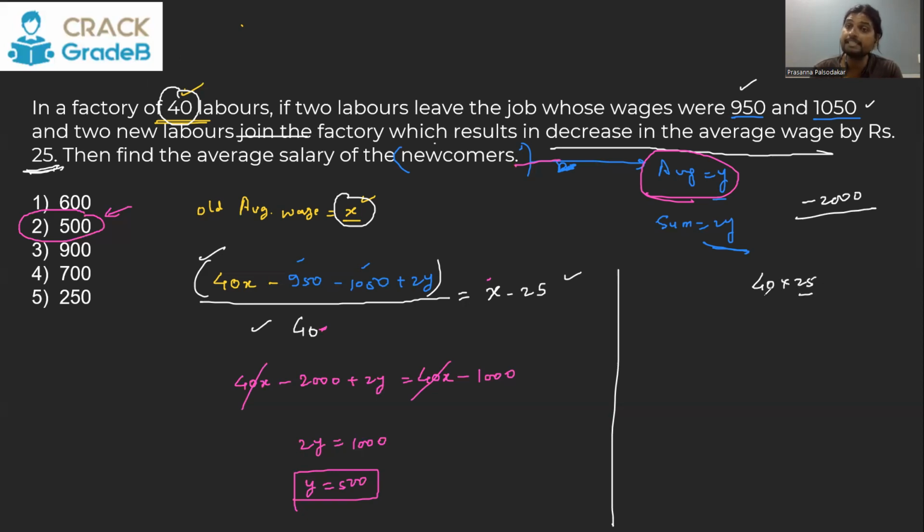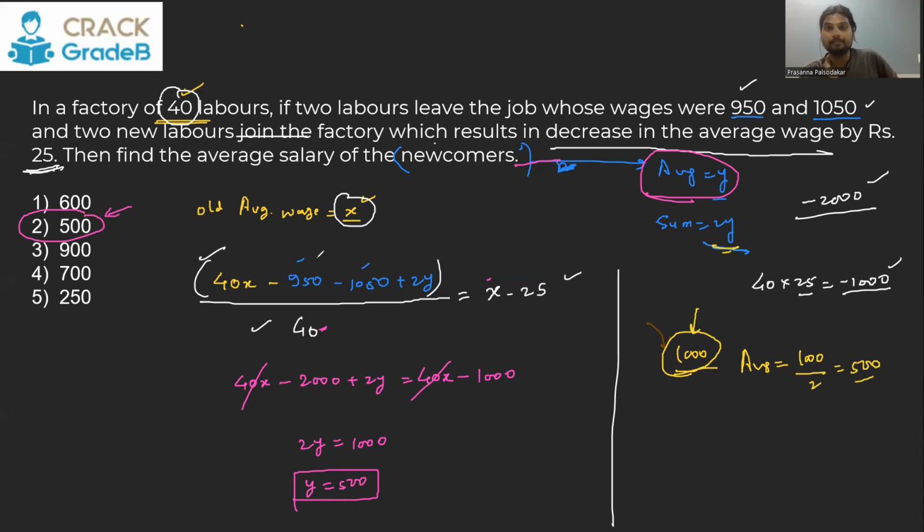That means 40 people, each is giving away 25. So resultantly, they are giving away only 1,000. You took out 2,000, but resultantly, they are giving away only 1,000. That means the 1,000 entered into the system as well. So if two people are coming in with the sum as 1,000, that means their average is going to be sum divided by the number of people, that is 500. So 1,000 by 2, their average should be 500. So this is also you can do, but the better way will always be the basics. Let's see one more.